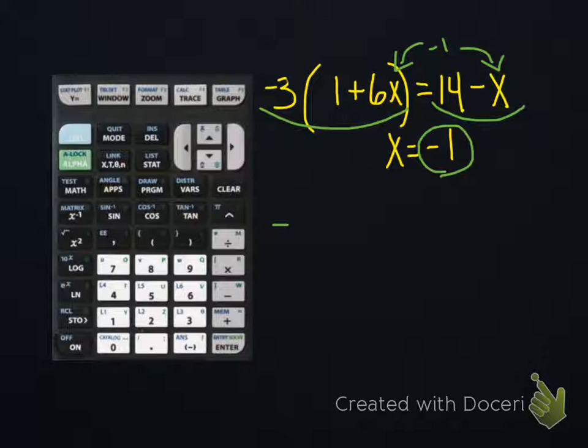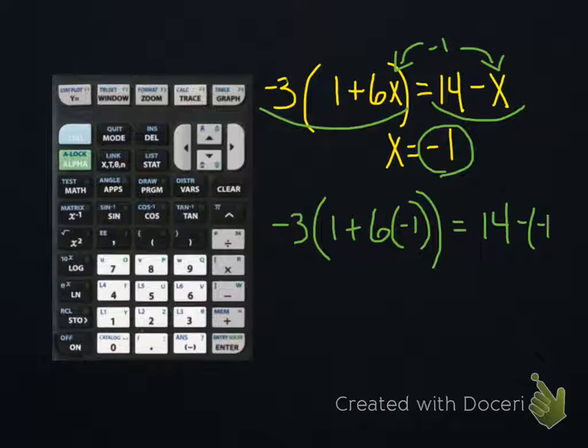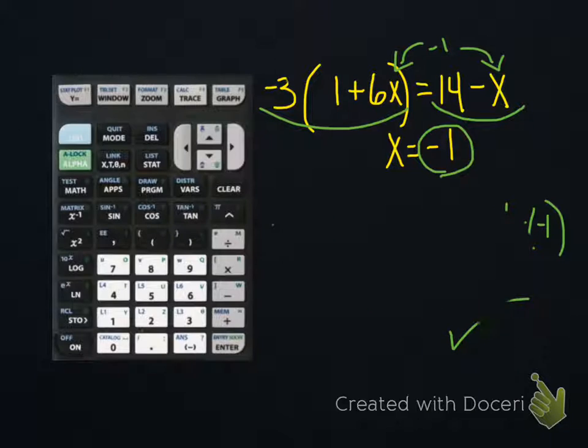For example, you would say negative 3 times the quantity of 1 plus 6 times negative 1, and you'd actually do the math. And then you'd come over to the other side and say 14 minus a negative 1, and you do that math. And these two sides would actually equal each other. But in Algebra 1, Algebra 2, and further on, we actually start to use a calculator to do the work for us because we're already doing enough work. We're going to let a calculator help us out, and here's how you do it.